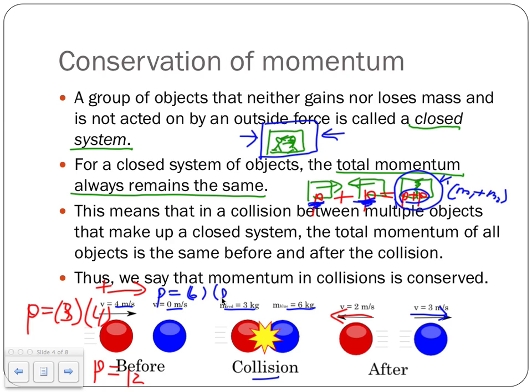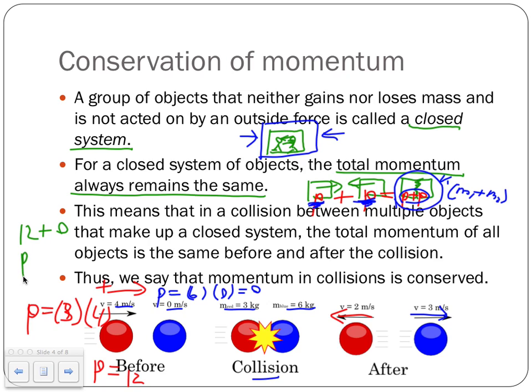And so it would have a total momentum originally of 0. Okay, so that's the momentum of the blue ball. So if we were to combine these together, let's look at the total momentum before the collision. The red ball before the collision has a momentum of 12. The blue ball before the collision has a momentum of 0.